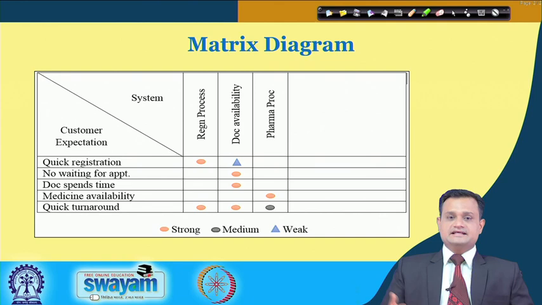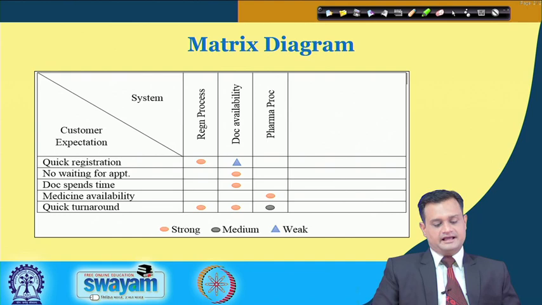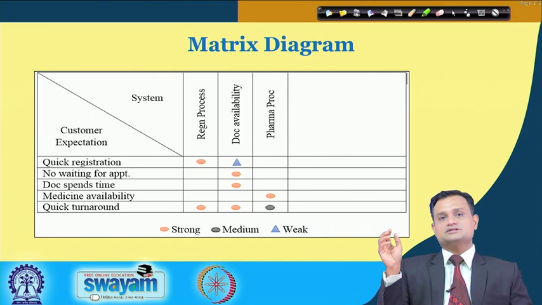Then doc means document availability. So there is a weak relationship, but if you see no waiting for appointment, there is a strong relationship. Similarly, if you have the data and information available, then the doctor spends time. Whether the doctor will spend quality time, more time or less time, depends upon the information available. In a similar way, you can see that the availability of the medicine and the pharma procedure, these two have a strong link, and likewise we can design the system which can respect the strong link factors, variables, and not allow the customer to go through the process of pain.